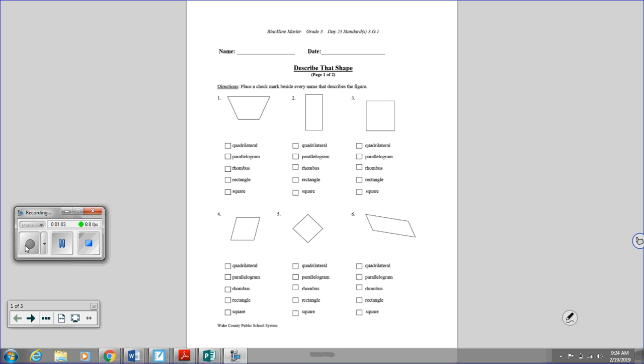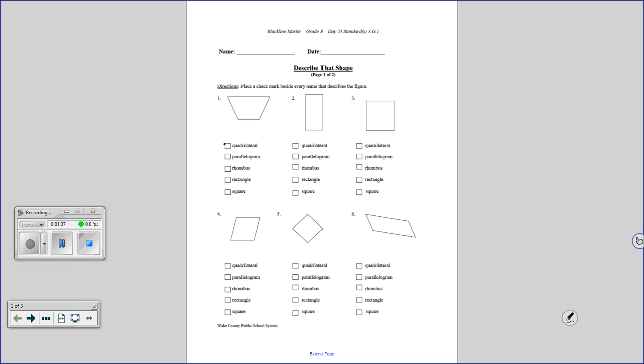Oh, I don't have any of those. What else could I call that shape? It is a trapezoid, but what could be some other names? Jackson? What are the rules of a quadrilateral? It has to have 4 sides, 4 corners, and it has to be a polygon, so no holes, no curves. Do we have that? Yep. Trapezoid is a quadrilateral.